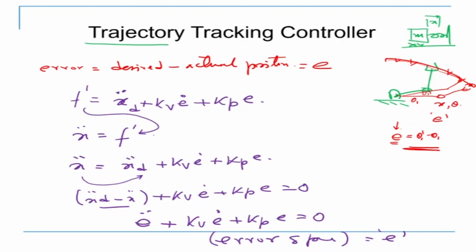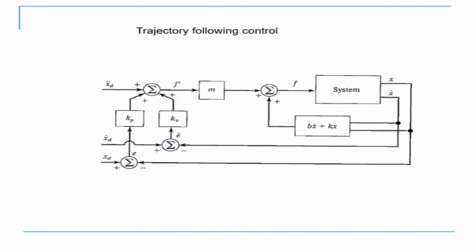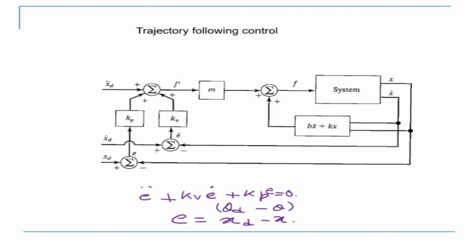Okay. Now what does the control system diagram look like? So let's write it again. We have e double dot plus kv into e dot plus kp into e is equal to 0, and e is equal to my x desired minus x. So it can be theta desired minus theta also. Okay, that is my e.